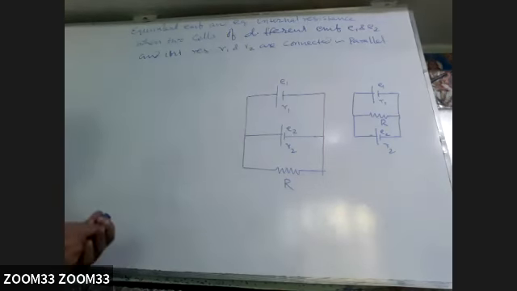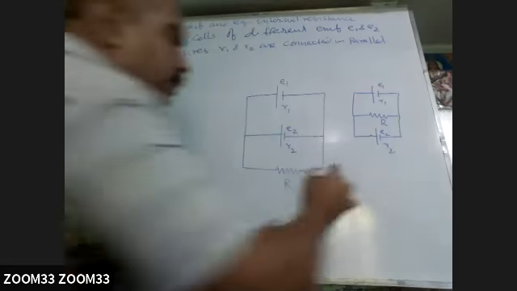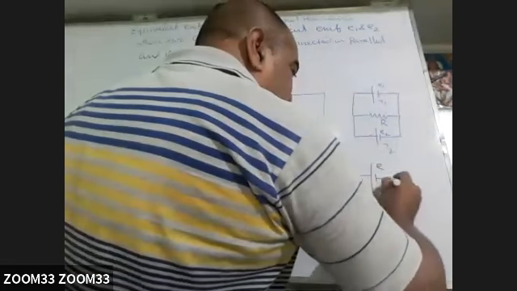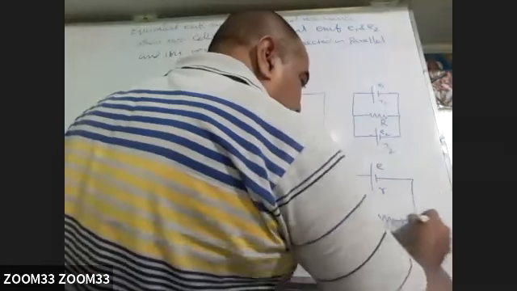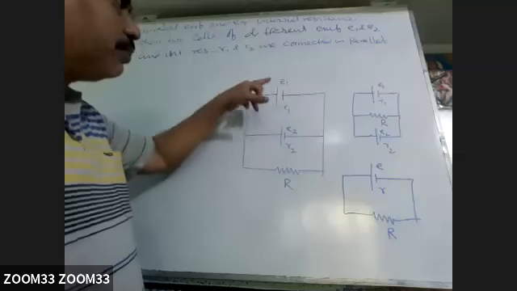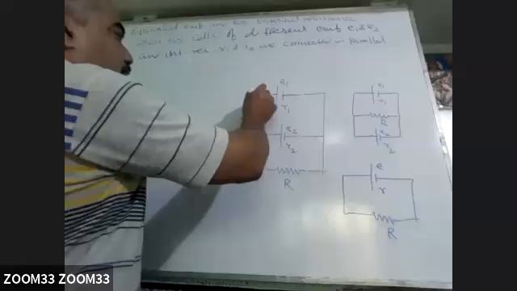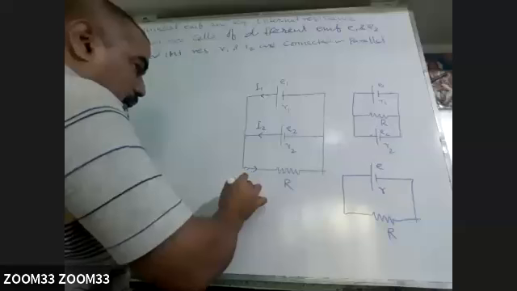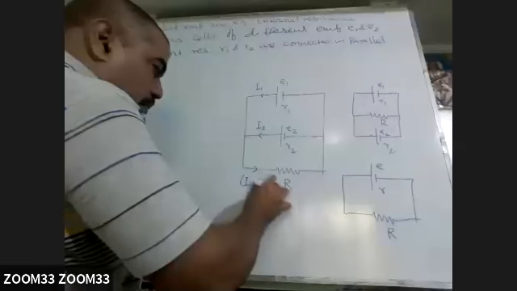Now we'll use Kirchhoff's law to find the equivalent EMF of this. In place of this, if we consider only one cell having EMF E and internal resistance R, then what will be the value of this E and R? We have to find E and R in terms of E1, E2, R1, R2. Suppose current I1 is drawn from this source, I2 from this source, and I1 plus I2, which is I, is drawn from this source.